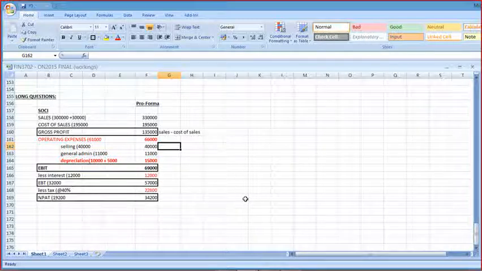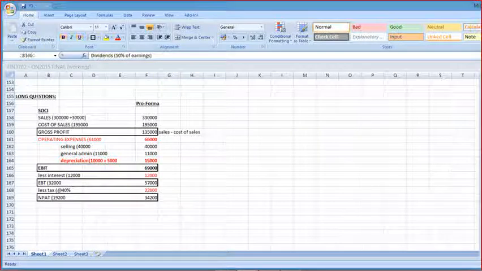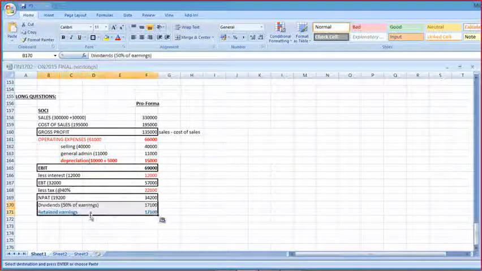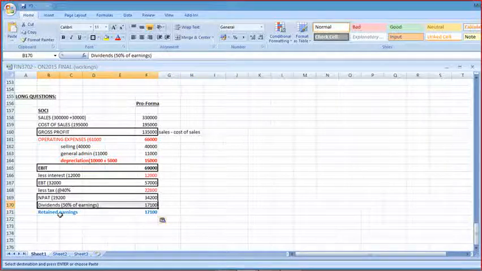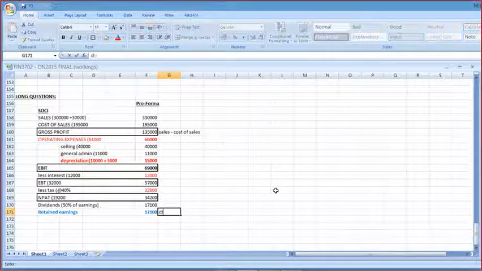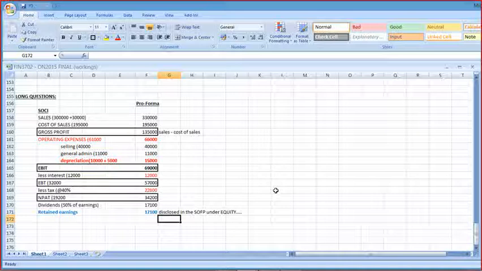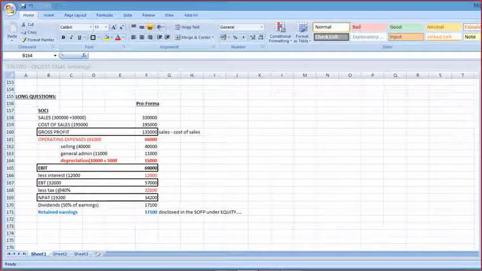What did the question say about the net profit? How much do we retain and how much do we pay out? We paid 50%. Good. As dividend. 50% is paid, so the other portion must be retained. Okay, so just to show that 50% is a dividend, half of it is the retained earnings. Okay, where does retained earnings go? It's disclosed in the statement of financial position under equity. Okay, so don't forget to put things like that in the statement of financial position. Alright, so that's the answer for the statement of comprehensive income.